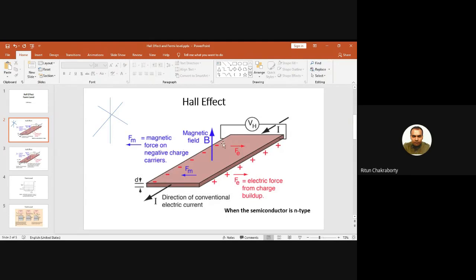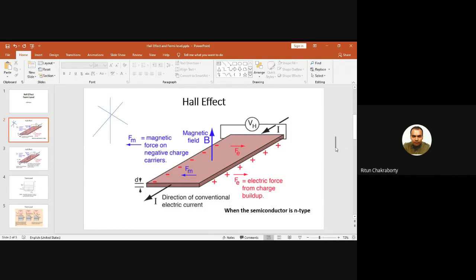So what happens here? You see on the left side of the material, negative charges or electrons have gathered, and on the right side of the material, positive charges have gathered. So there is a charge difference on either side of this material. Positive charges are on one side, and negative charges are on another side. And this charge difference across the specimen is the main reason why Hall voltage is developed across the material.